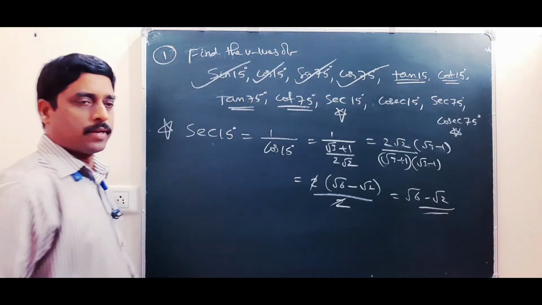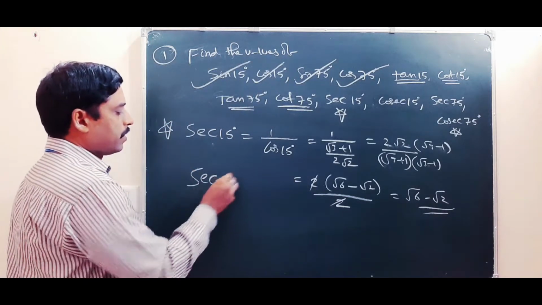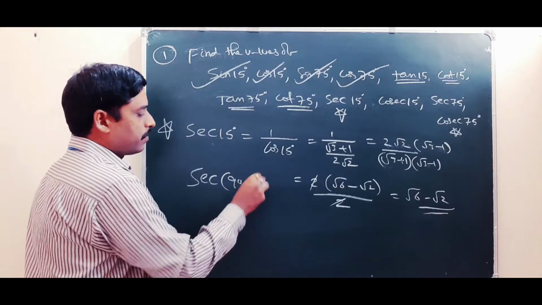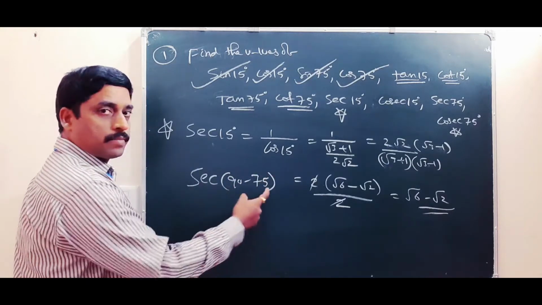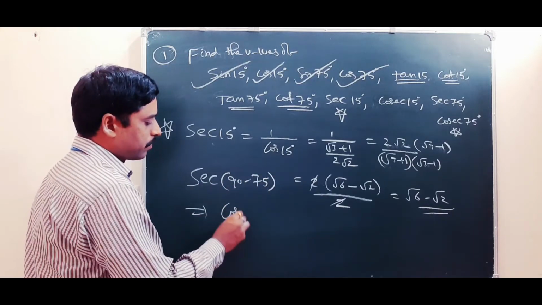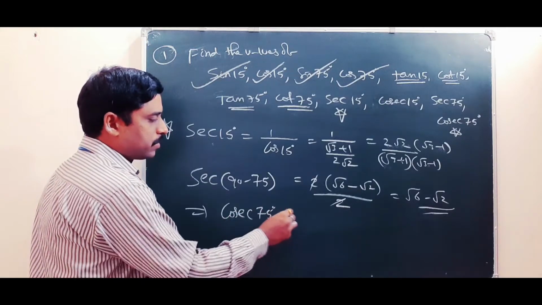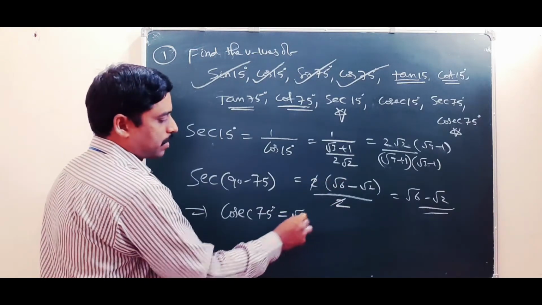So secant 15 value, this 15 can be written as 90 minus 75. Secant 90 minus theta will be cosecant theta. So cosecant 75 is equal to root 6 minus root 2.